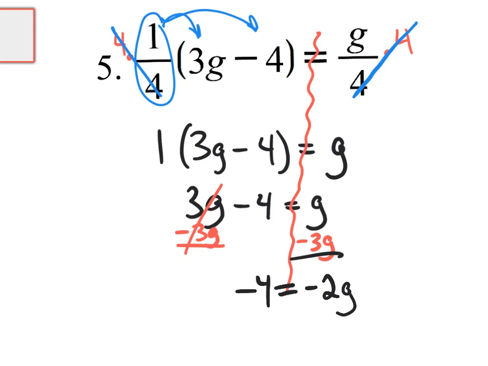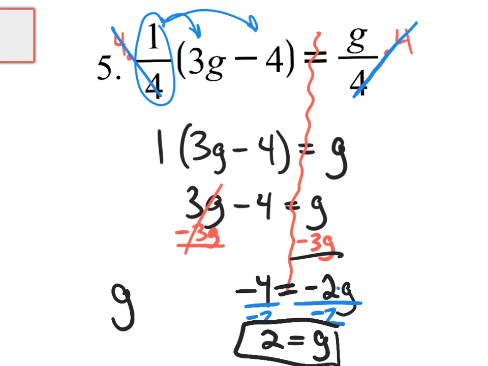So for my final step, I have negative 2 times g. I'm going to get rid of the multiplication by negative 2 by dividing by negative 2. And what I do to one side, I do to the other side, divide by negative 2. So my final answer is g on the right side equals positive 2. So I would write it g equals positive 2.